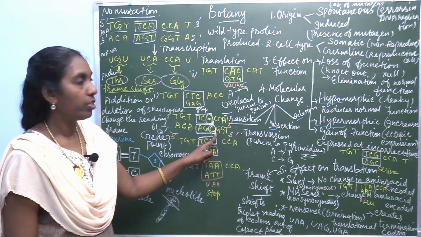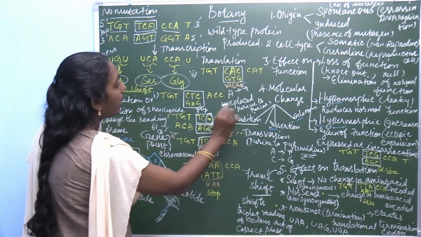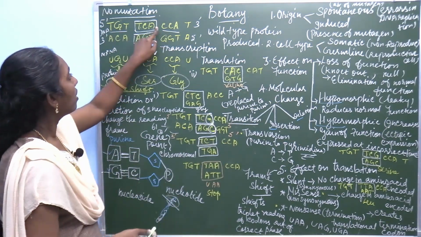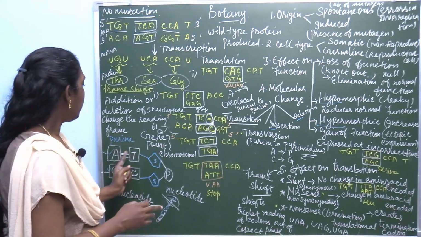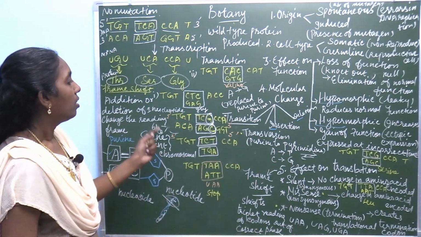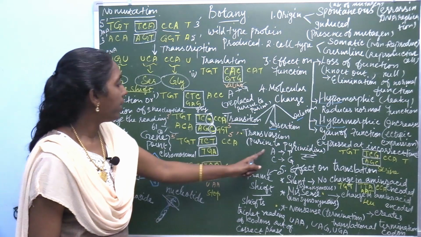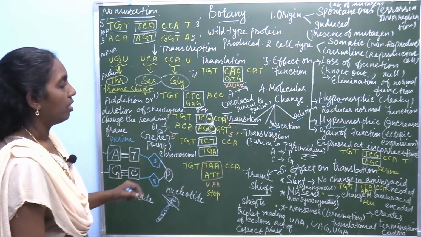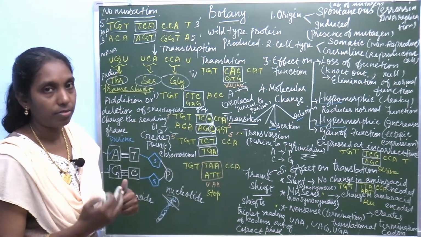So, what is the definition? Transition: replacement of purine by purine. Instead of adenine thymine, guanine cytosine is present. Then, transversion: purine to pyrimidine, A to T, C to G, adenine, thymine, guanine, cytosine or vice versa.